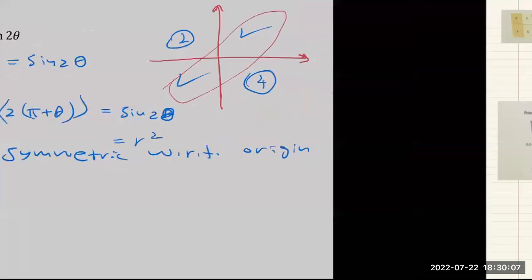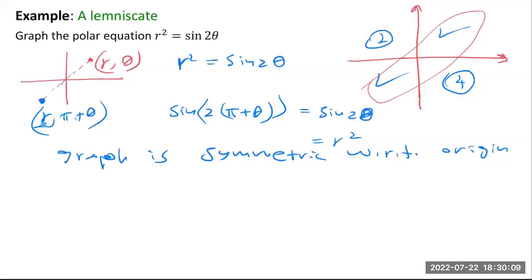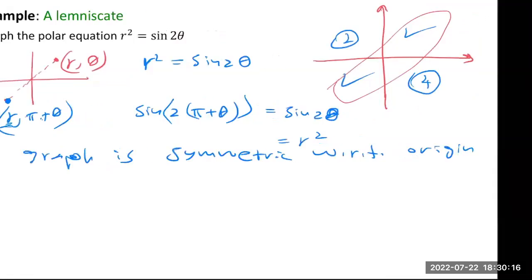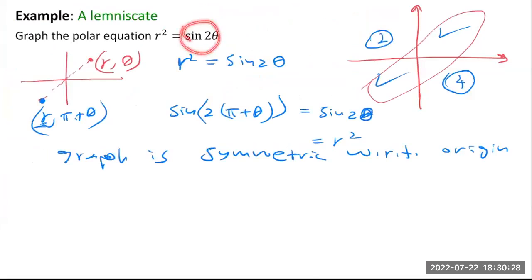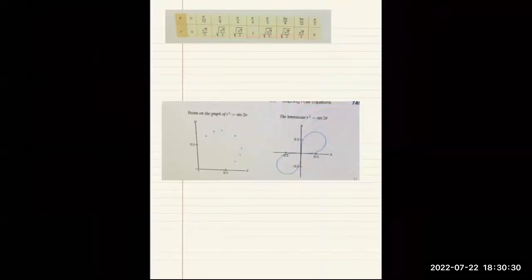For example, if you plug in pi over 12 here, you get pi over 6, right? 2 times pi over 12 is pi over 6. You know the value of sine pi over 6 using the table. So you pick those values appropriately. Now you find the corresponding r values by plugging those angles in this equation. So these are the r values. Now I'm ready to plot the graph. For each of these angles, I have an r value, so I can plot these coordinate pairs.